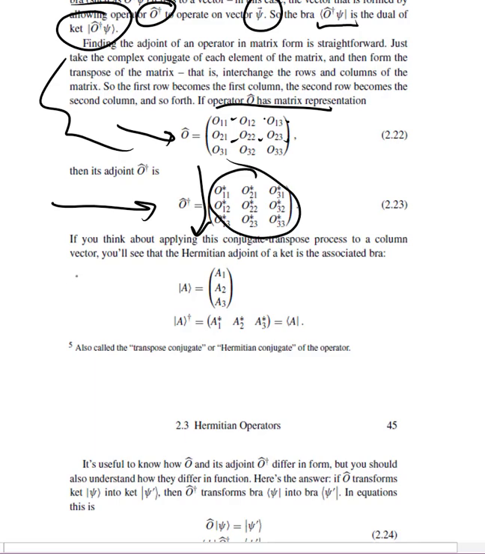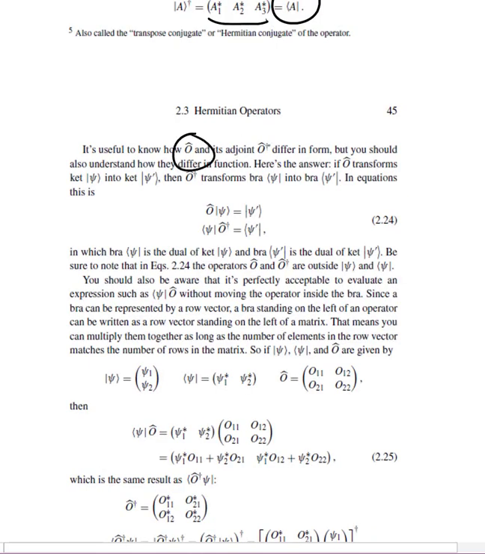That process is fairly straightforward if you're thinking of a single column vector, like this ket A. If you take the adjoint, you turn this one column into a row, and you take the complex conjugate of every element. That looks like this. But you know what this is? This is the bra. That is the dual of ket A. So when you apply the Hermitian adjoint to a ket, you get the corresponding bra.